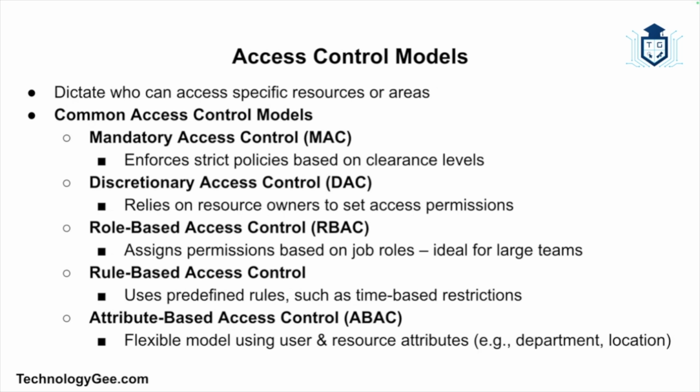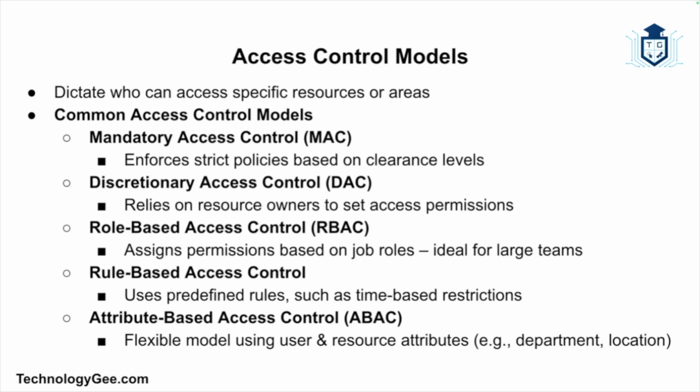All right, so moving on to access control models. Access controls dictate who can enter which part of the castle. So let's explore some common models. First one is called mandatory access control, and once again, this enforces strict policies based on clearance levels. We have discretionary access controls, and they rely on the discretion of resource owners. We have role-based access controls, and these are efficient for large teams. We have rule-based access controls, and these are great for time-based restrictions, and we have attribute-based access controls, and these are highly flexible based on user and resource attributes.